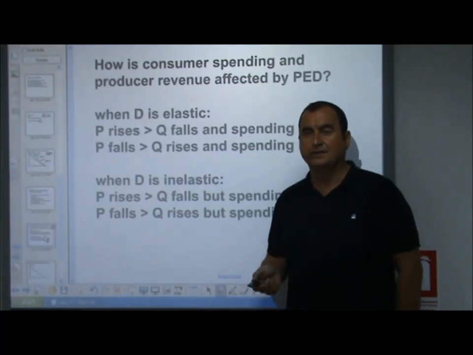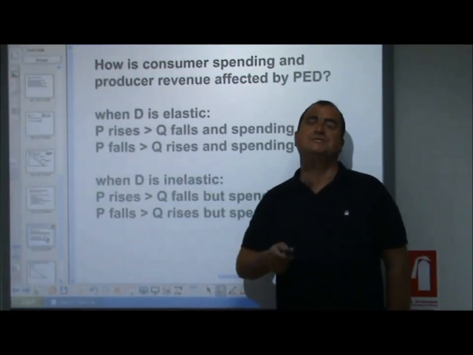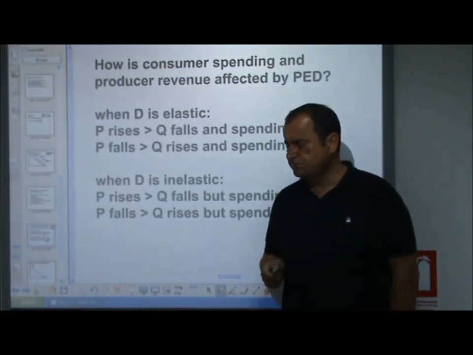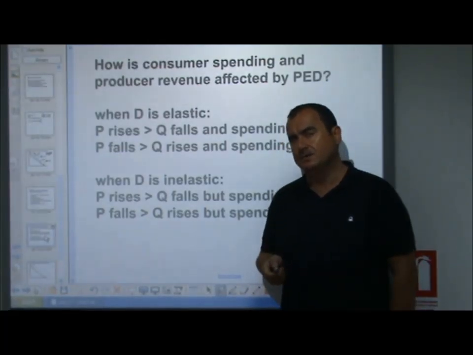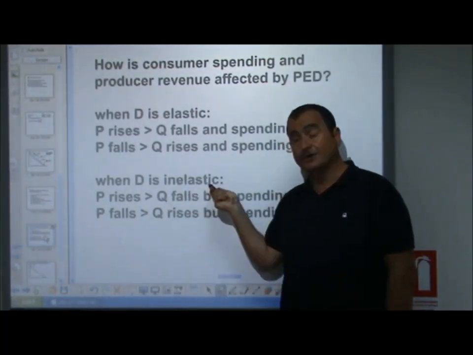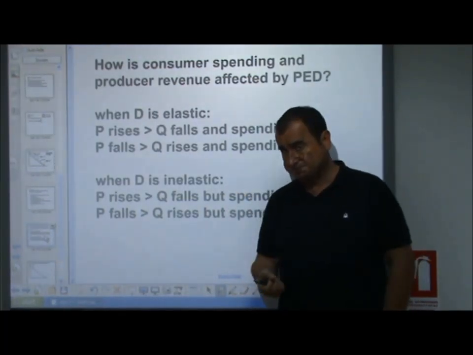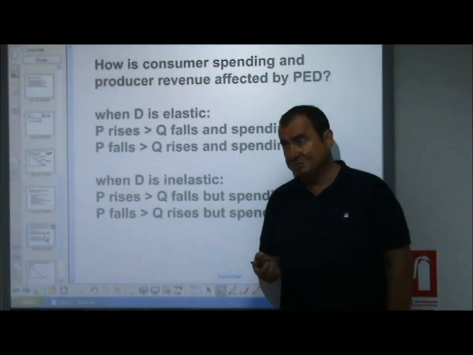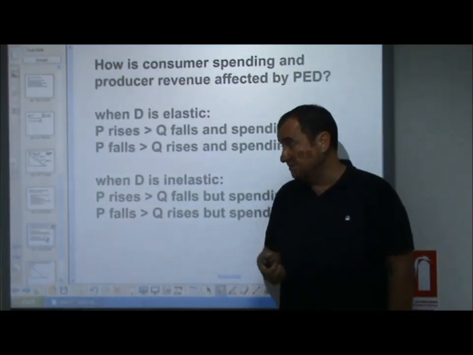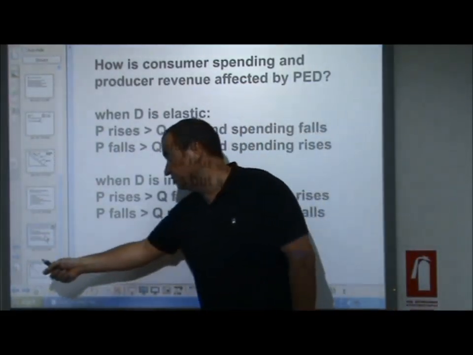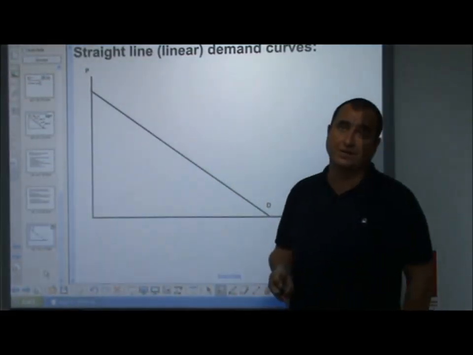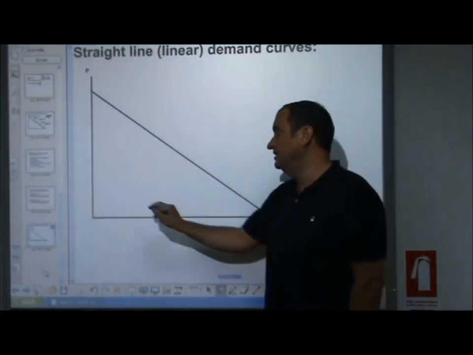Now this leads to an interesting point. Why is it not possible, if you are selling a good with inelastic demand, to continually raise your price? If you keep raising your price, you should earn more and more revenue. But I can show you that that's not true by going back to what we said about straight line demand curves.